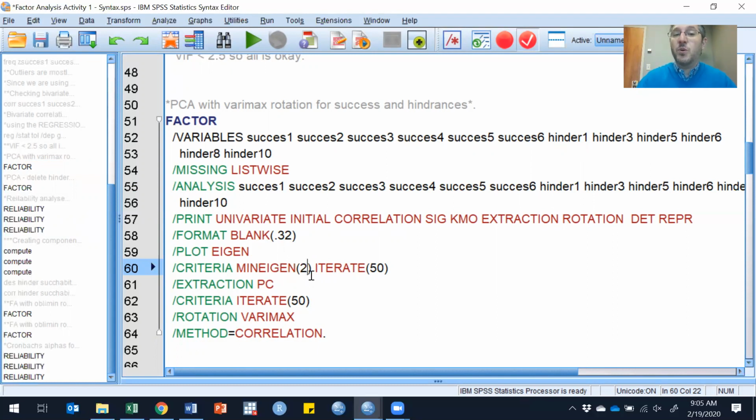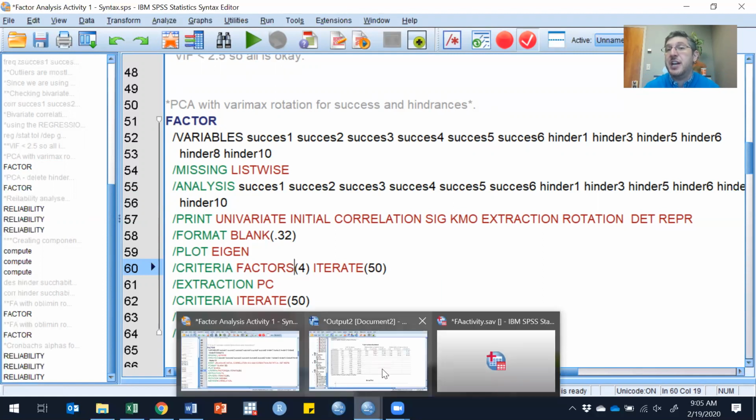You can also force a certain number of factors. So say we wanted to keep that 4th factor, we would just type in here FACTORS and then in parentheses 4, and that's going to force it to extract 4 factors and give us a 4-factor solution.